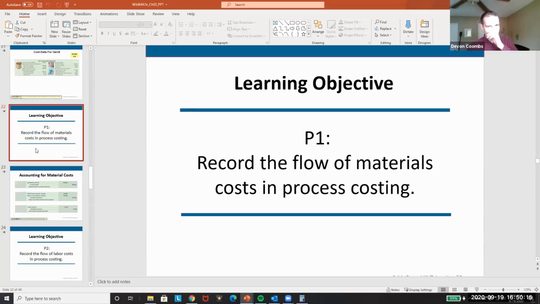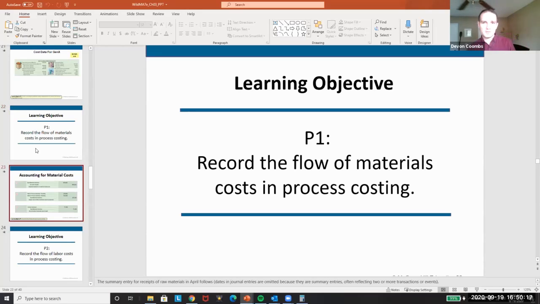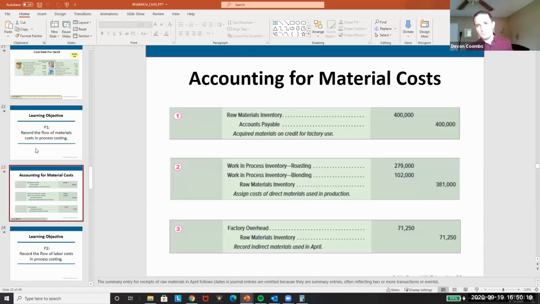And so how to record the flow of material costs in process costing? Relatively simple if you remember your financial accounting, right? We debit our raw materials inventory, credit our accounts payable for what we bought on credit. Then as we start our work in process for roasting and blending, we'll credit our raw materials inventory.